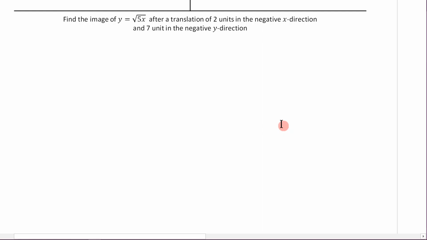Now we come to the very last one of these type of questions, and I really want to do this one slowly because I feel this is a very important question that lots of people are going to mess up. It says, find the image of this after a translation of 2 units in the negative x direction and 7 units in the negative y direction. I'm just going to show you the way I think people are going to mess this question up.